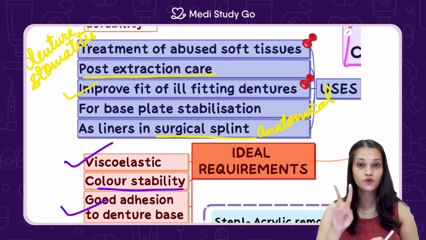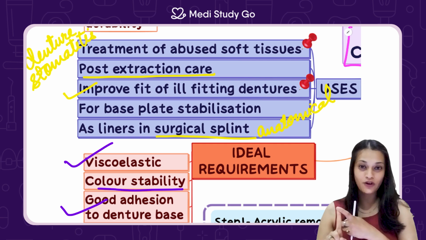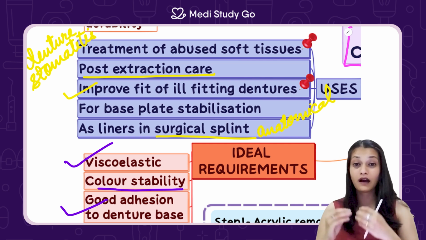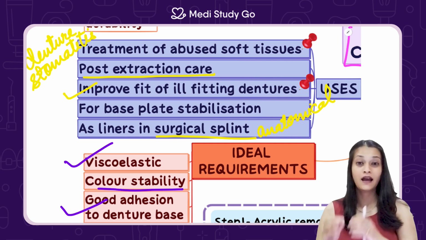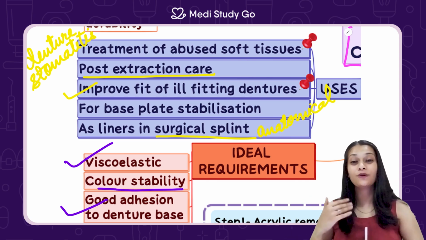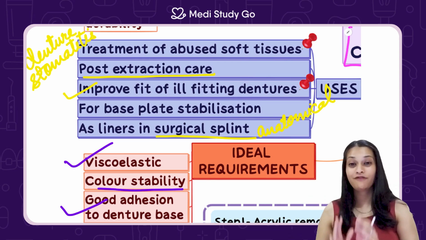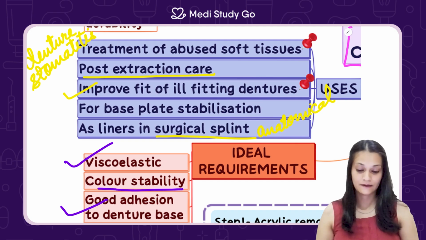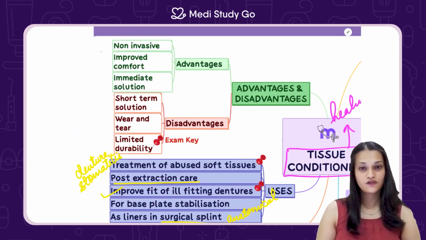What is it going to do? Two purposes. It's going to ensure proper fit, and at the same time allow the tissues to heal. And once you have surpassed that healing phase, you can then convert it into your final prosthesis. So let's talk about advantages and disadvantages.